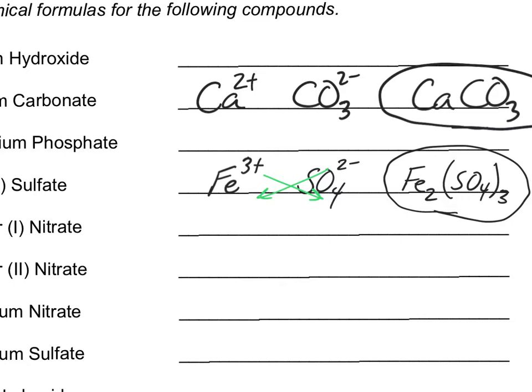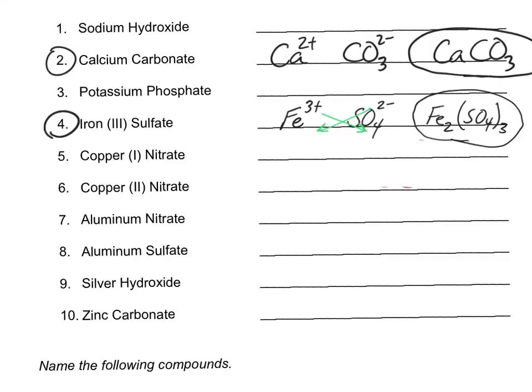I'm going to go one step further and just write out the ions so that you can see this. So here, iron, 3 plus. I need 2 of those 3 plus ions. I'm going to need 3 of those 2 minus ions in order to make a neutral compound. All right, let's try another one.